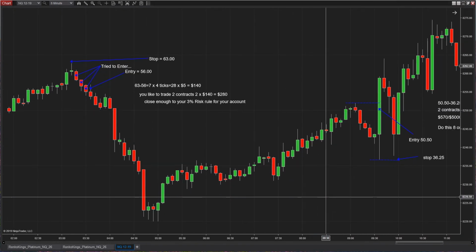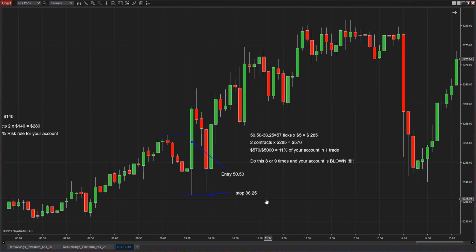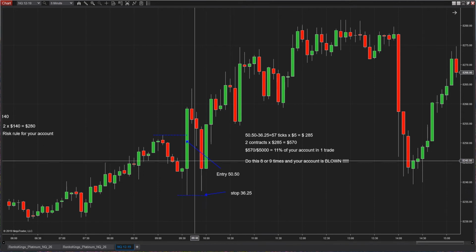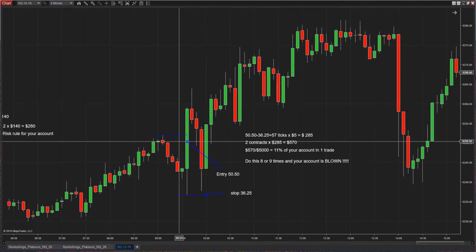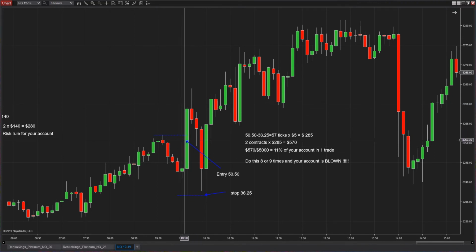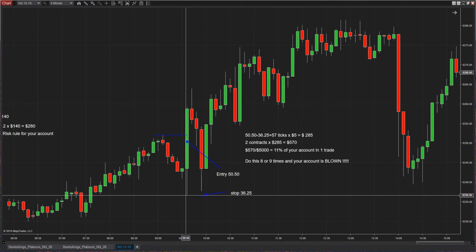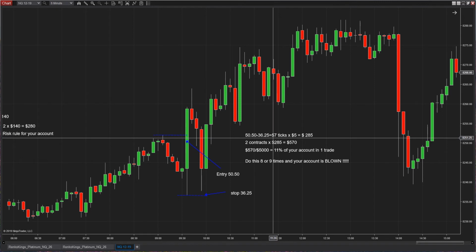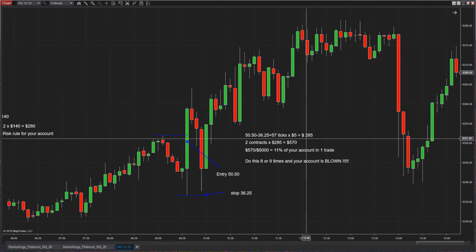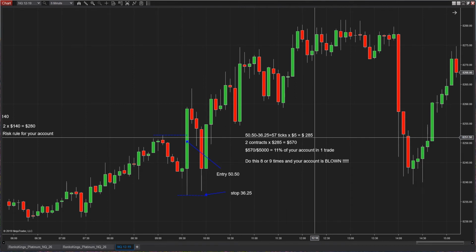But what happens if you come over here and we look at this example now, where there's a larger candle? So you break the high, you close above it, and you need to enter at 50% of the candle. Okay, so you enter at 50-50, and your stop is all the way down here because it's got this long wick. So your stop's all the way down here at 36.25. Well, now it's 57 ticks. Same setup, but now you have 57 ticks times $5. Well, that's $285 per contract.